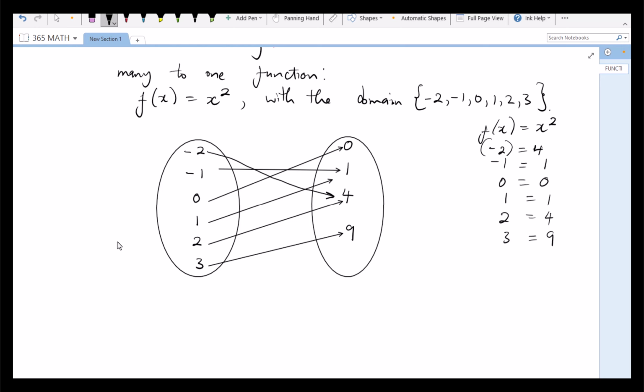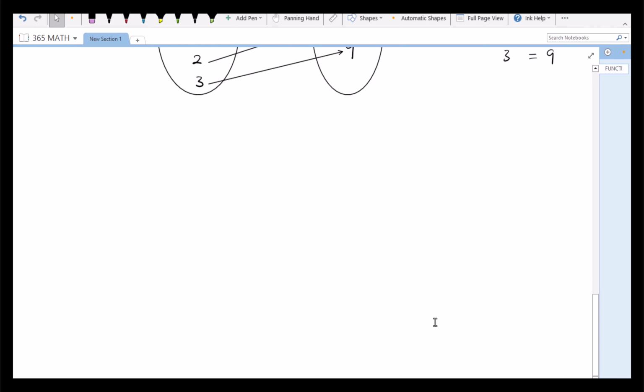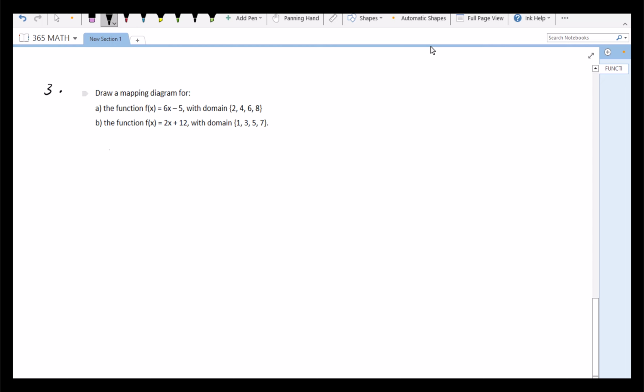I'm going to give you another example where we're going to draw the mapping diagrams. Draw a mapping diagram for A, the function f of x is equal to 6x minus 5 with domain 2, 4, 6, and 8. And B, the function f of x is equal to 2x plus 12 with domain 1, 3, 5, and 7. So we're going to start with part A, where we have f of x is equal to 6x minus 5. We are given the domain as 2.